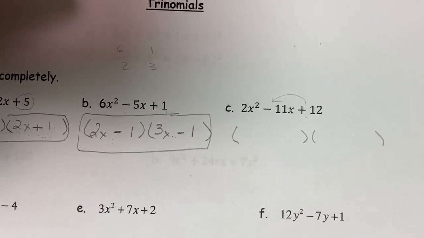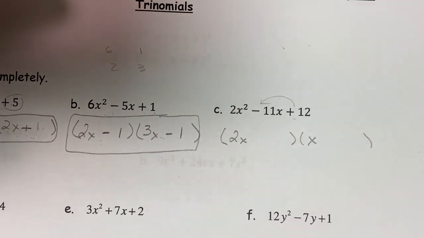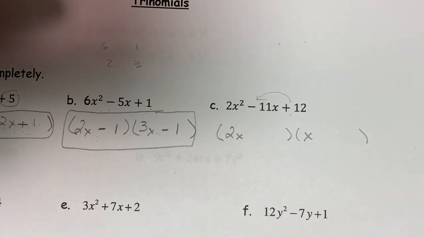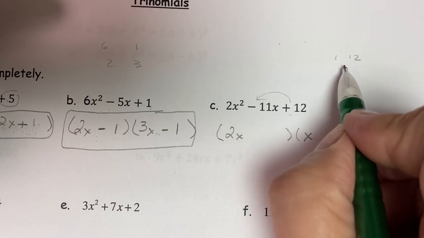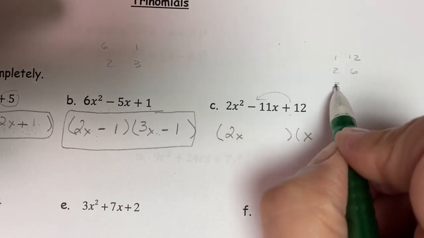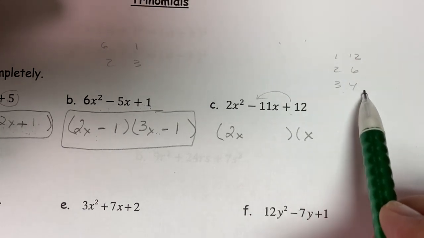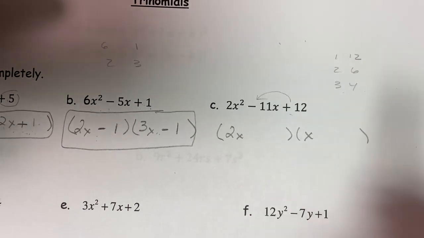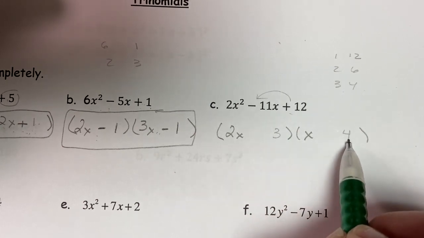So here we go. Let's split up 2x squared. There's not a lot of choice. It's got to be 2x and 1x. That's the only thing it can be. Now I have to split up a 12. How does 12 split up? It's got a couple of different ways. It can be 1 and 12. It can be 2 and 6, or it can be 3 and 4. Again, I would always try the numbers that are closer together first. So let's say I tried a 3 here and a 4 here.